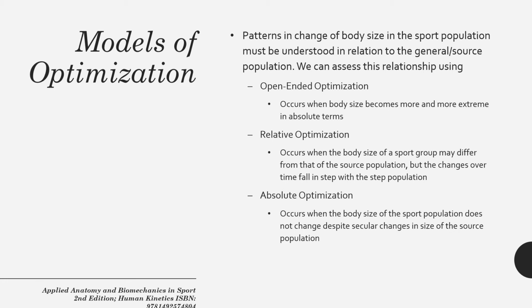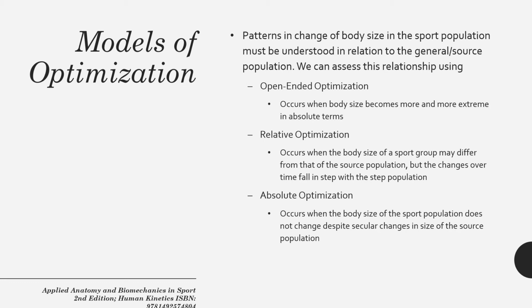So looking at this now, we have a couple different patterns of optimization. We know that these patterns with the change of body size in the sports population have to be understood in relation to our general and source populations. There are 3 different ways we can assess this. So we have open-ended optimization. This is what occurs when body size becomes more and more extreme in absolute terms. This is like an NFL football player looking really different than someone in the general population.